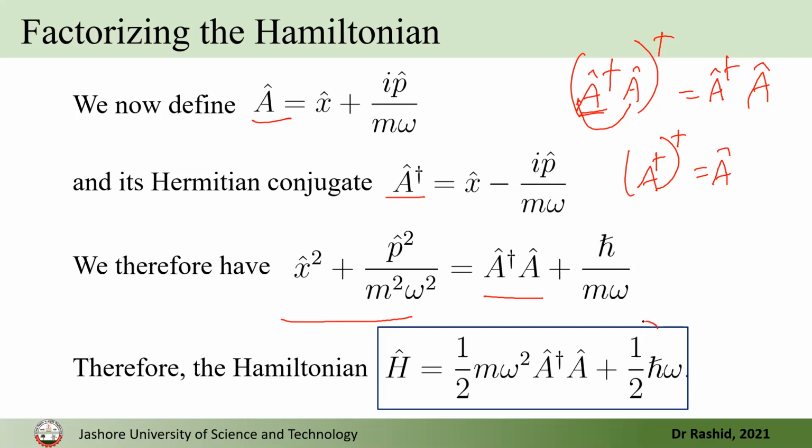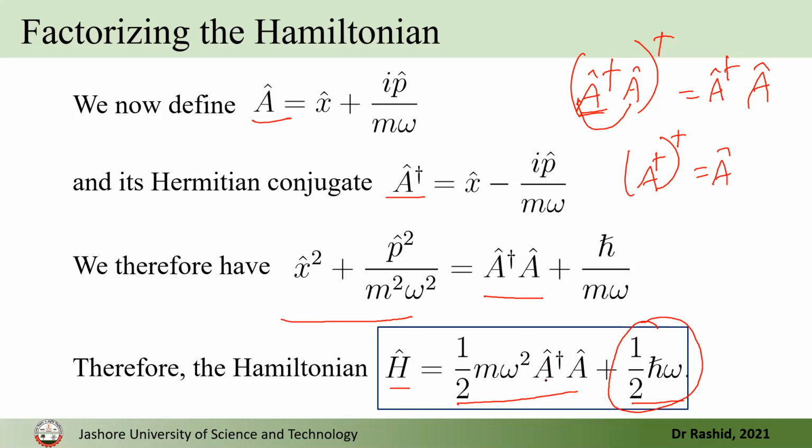And this is just a number. It just depends on the definition of the ground state. So we can see that the Hamiltonian is this term plus some additional number. But we have achieved what we wanted to achieve. We have factorized the Hamiltonian, and we can see that it also satisfies the condition that the Hamiltonian has to be Hermitian, because a hat dagger a hat is Hermitian.